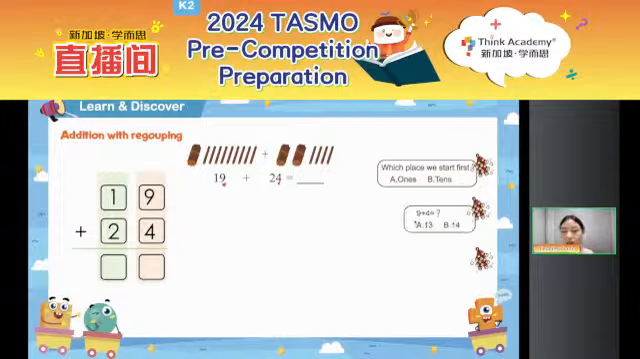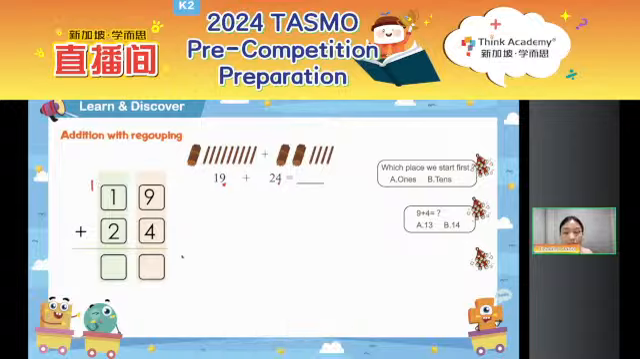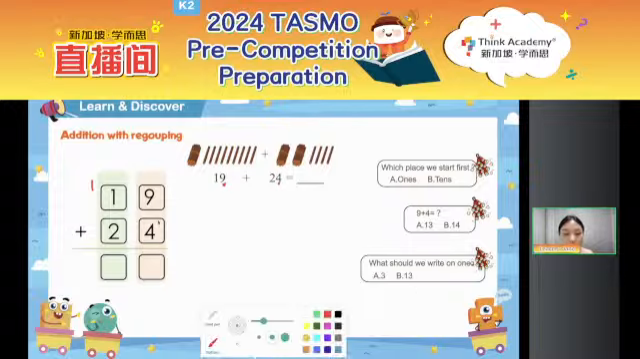So what we need to do is just to have a look. 9 plus 4 equals 13, right? So we can group the 10 ones into 1 ten and then write down a 1 on the top left corner to make sure we've already carried over 1 ten to the tens place. So this time we need to write down the 3 at the ones place, that is 3.